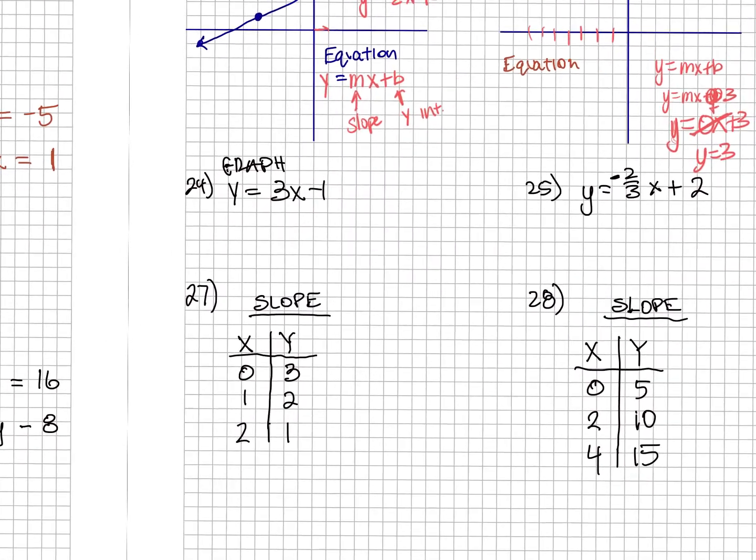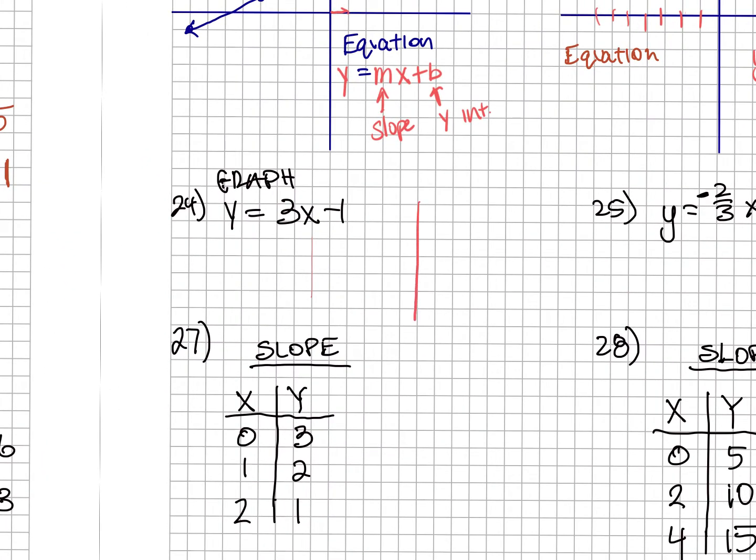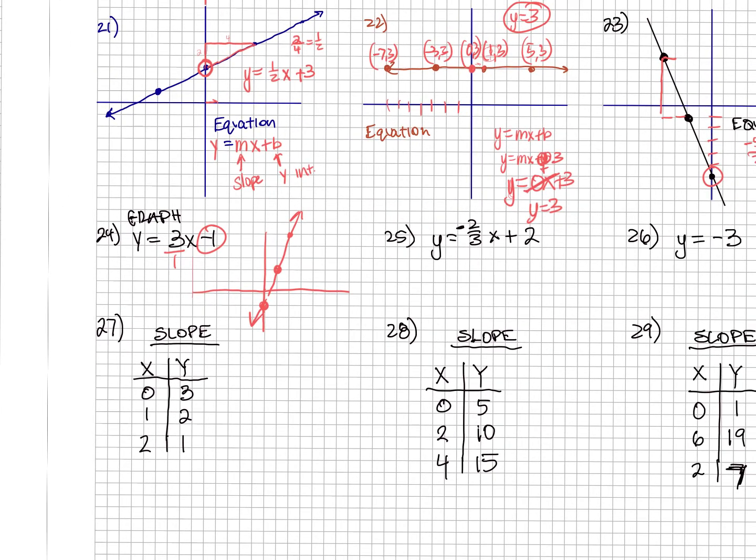If I'm going to graph this, it starts at -1, boom, and it goes up 3/1, 1, 2, 3. We can make 3 into a fraction easily by putting a 1 on the bottom. So up 3/1, there's that. If I'm going to graph this one, it starts at +2, and it goes down 2/3, down 2/3. There's my line.